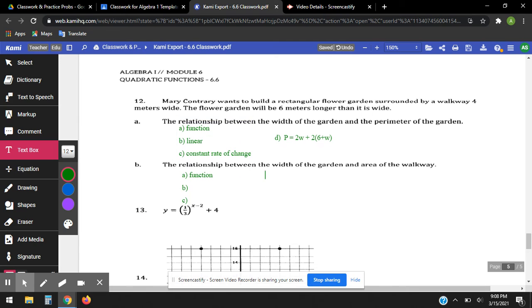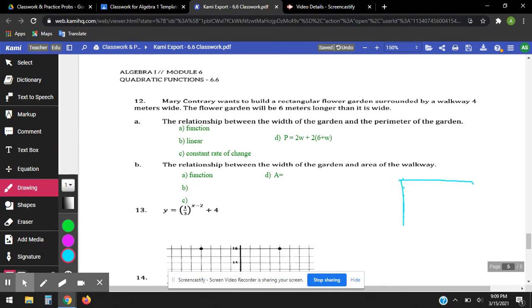Okay, D. So area is length times width. Well, I'm doing this, I'm going to do a drawing here. So, okay, surrounded by a walkway, 4 meters wide. Relationship between the width of the garden and the area of the walkway. So I'm looking at this is the area I want.